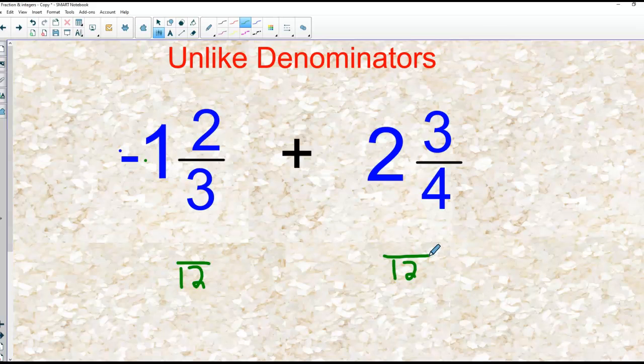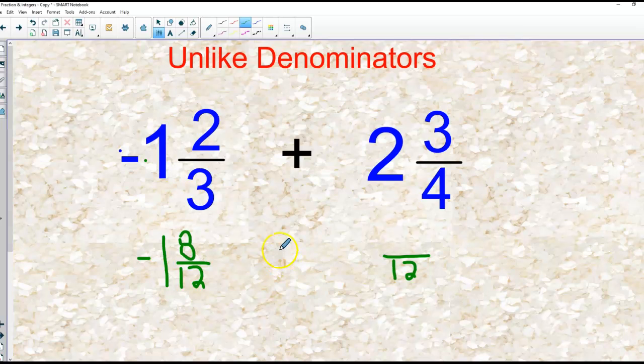And again, we need to change our numerator. So 3 times 4 is 12. If I multiply the top times 4, I get 8. Right? So 1 8/12. Bring down your negative sign also.